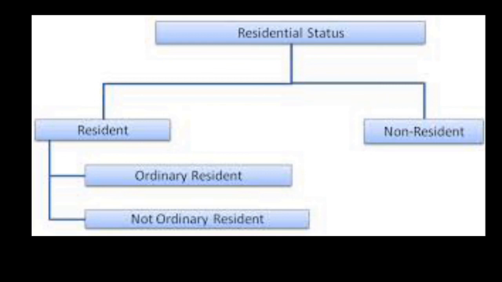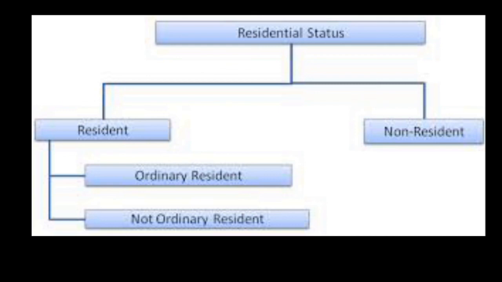Let us check how to determine the status. If the person is able to satisfy one of the basic conditions, he is known as resident. If the person is not able to satisfy any of the basic conditions, he is called non-resident. If the person satisfies one of the basic conditions and also satisfies two of the additional conditions, then he is treated as resident and ordinarily resident. When the person satisfies one of the basic conditions but could not satisfy the additional conditions, then he is treated as resident and not ordinarily resident.